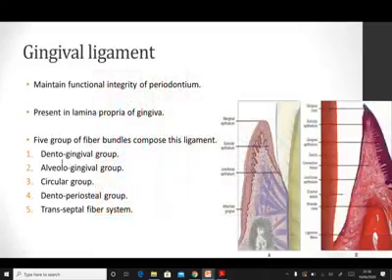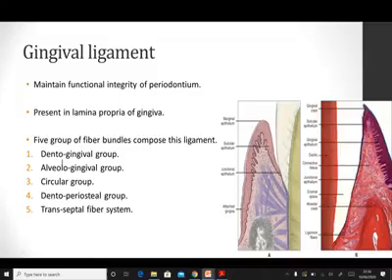So Sharpey's fibers have a very important function. Sharpey's fibers basically are helping the tooth attach to the alveolar bone, and they also help the tooth against lots of forces on the tooth, and they also help sustain the periodontal ligament space.